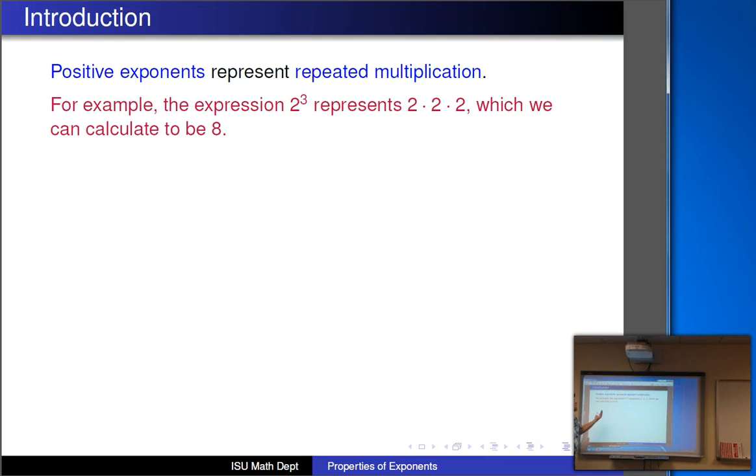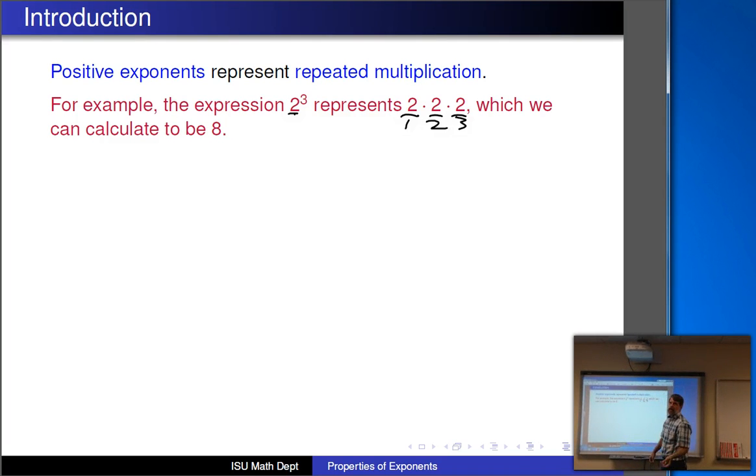All right, so let's continue on with this. We're going to talk about exponents, all right? An exponent represents repeated multiplication. So let's say we have the number 2, and we want to multiply it by itself 3 times. So we have 2 times 2 times 2.